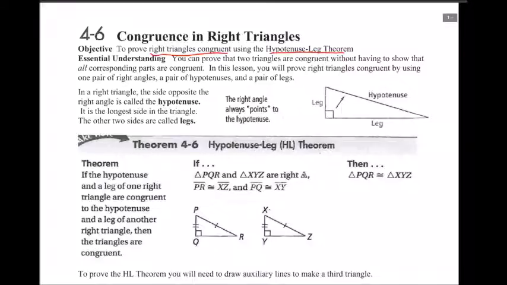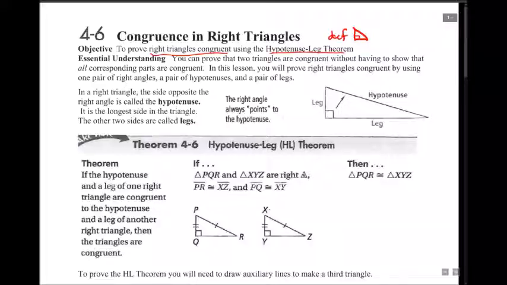We'll see very shortly. Now, the first thing we need to do is the definition of a right triangle. Do you know what that is? Definition of a right triangle is a triangle with one right angle. So I bet you knew that.